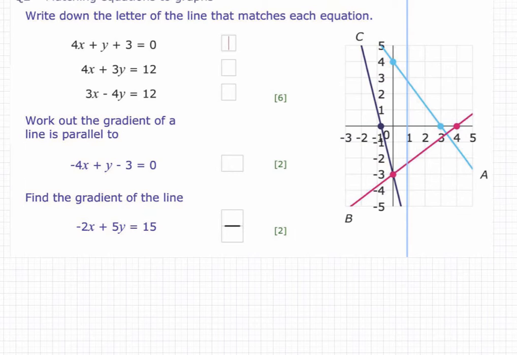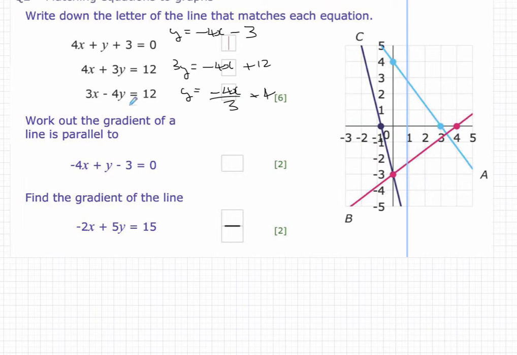Write down the letter of the line which matches each equation. Right, so first of all I'm going to write them as y equals if I can. So this one here, y will equal minus 4x minus 3. This one we shall have 3y is equal to minus 4x plus 12. If I divide by 3, I shall get y is equal to minus 4x over 3 plus 4.